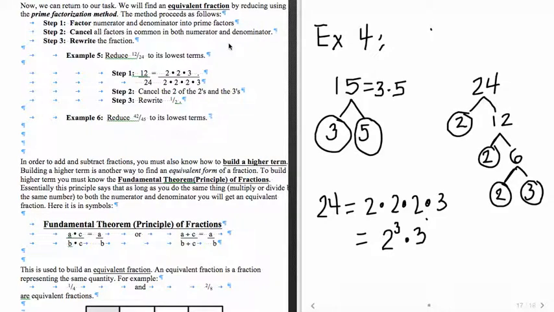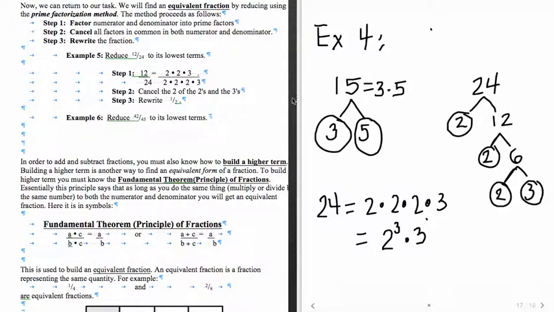Now, the prime factorization method goes like this. We're going to factor the numerator and denominator into their prime factorization, or using prime factors. Then we cancel all common factors. That, remember, means to divide them out of both the numerator and the denominator, and then we rewrite the fraction.